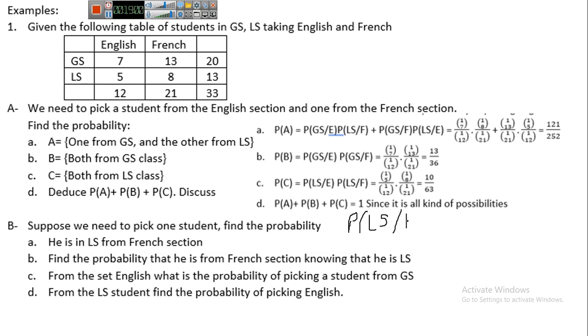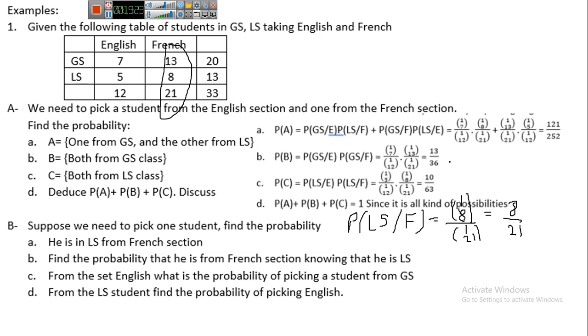from the French section. So here the universe is the French section. So how many do we have in the French section? So this is the universe. I want LS. So how many LS do I have? 1 out of 8 over total 1 out of 21. So it will be 8 over 21.